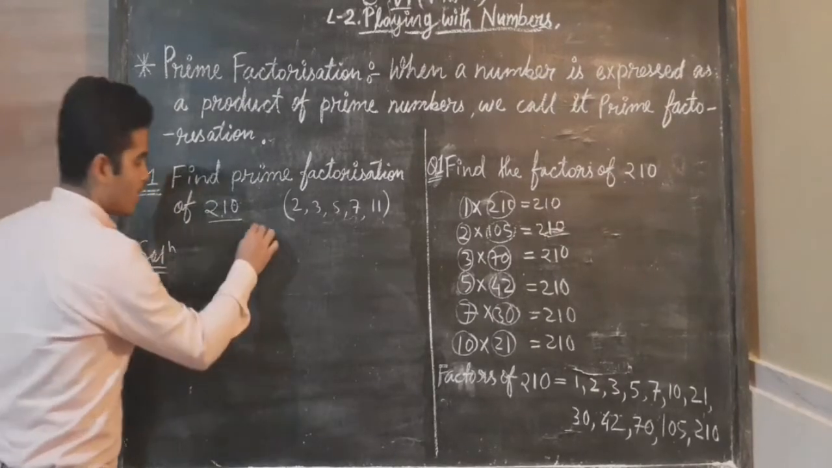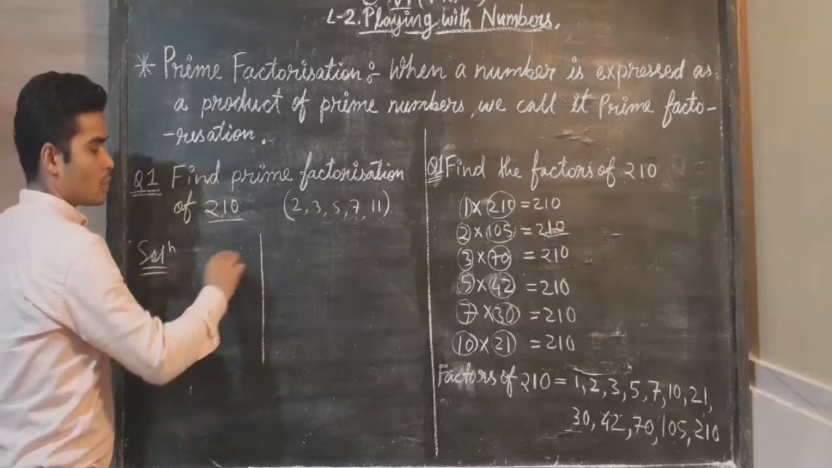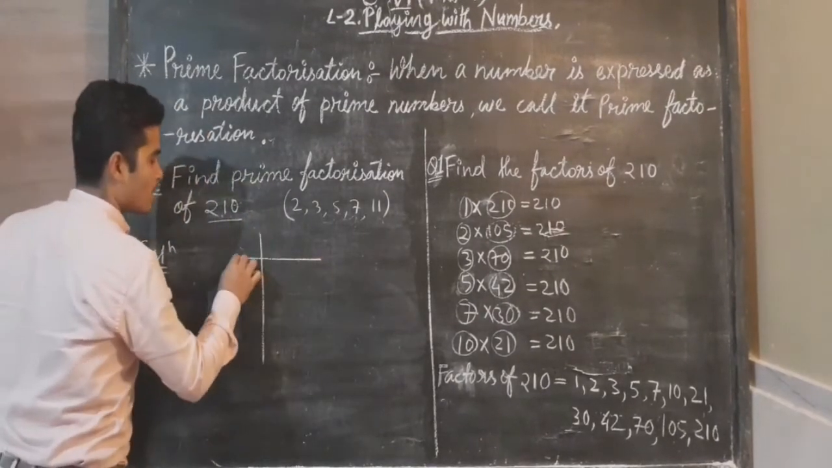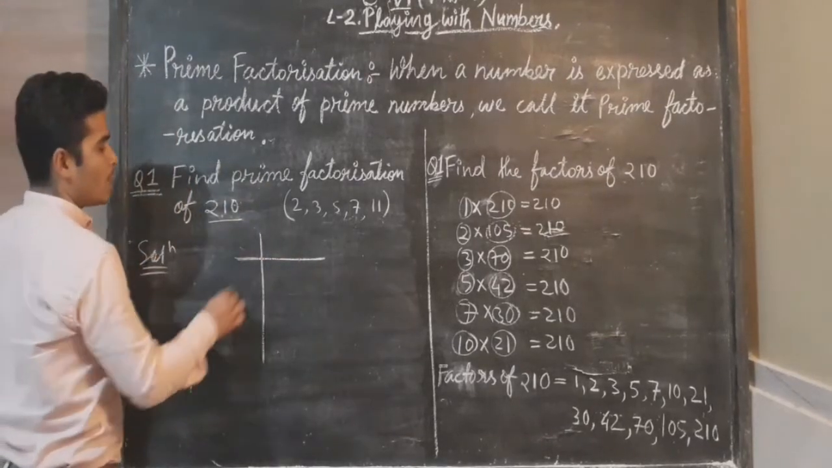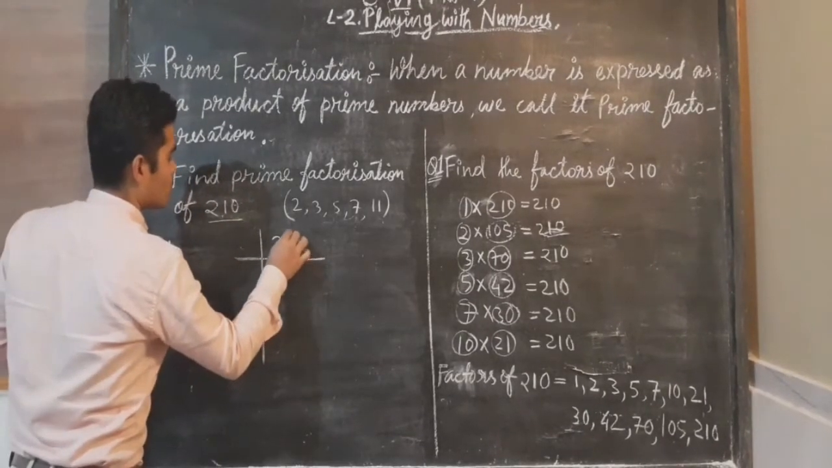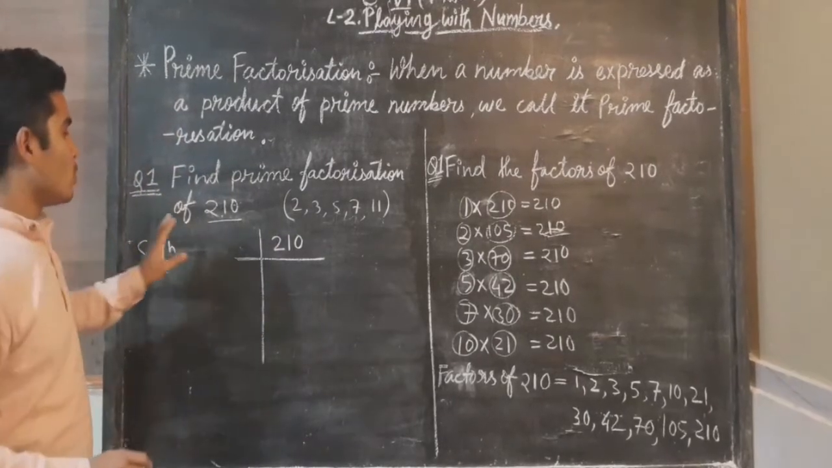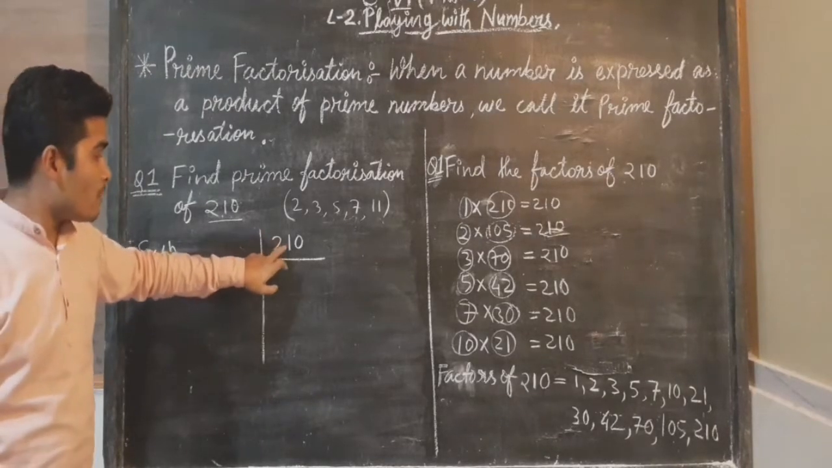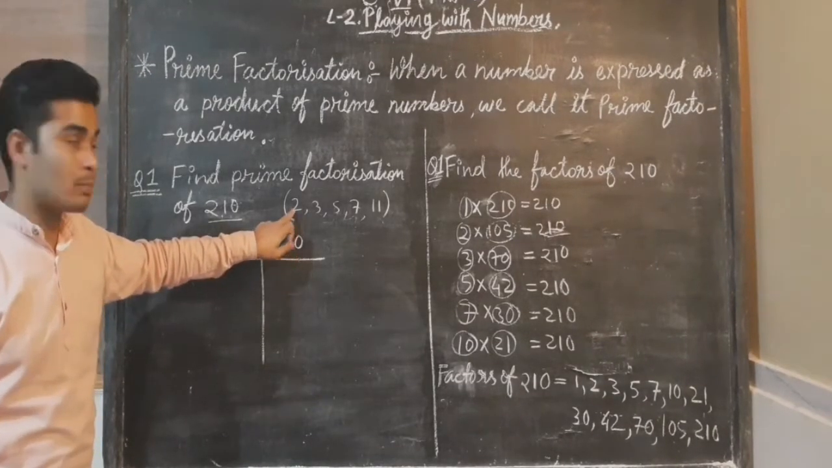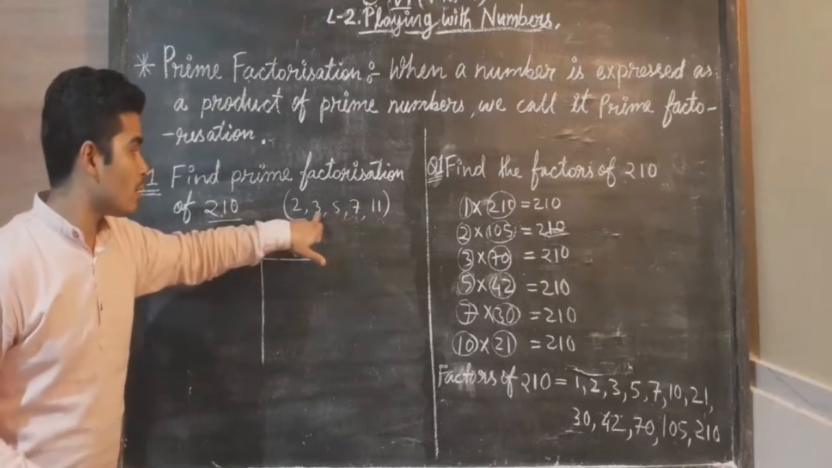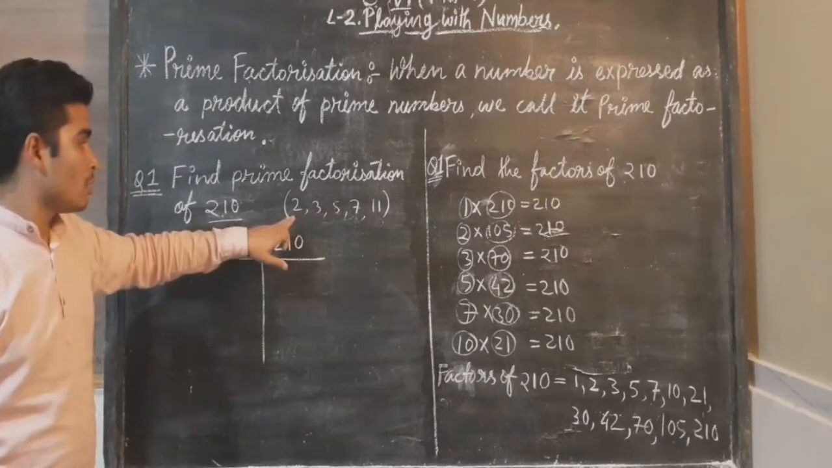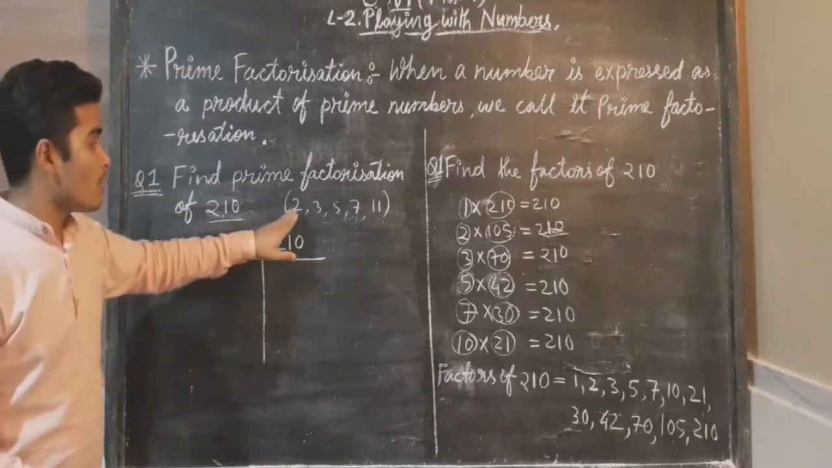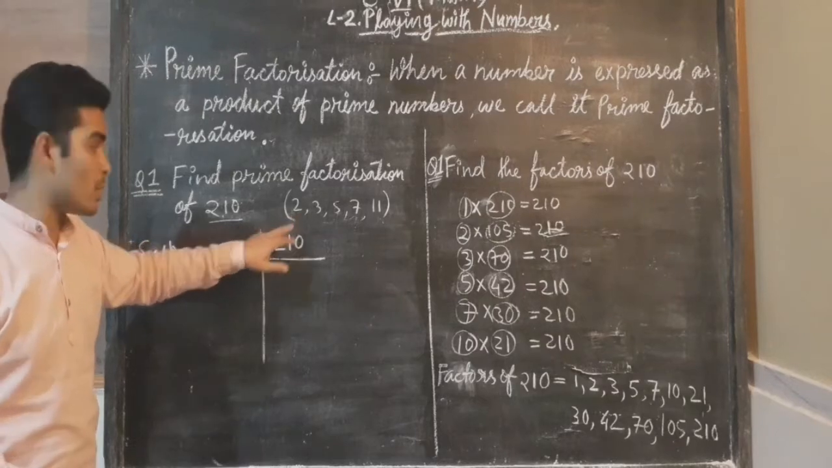Look at the board carefully. For finding prime factors, we always draw a line like this. After that, we cross this line like this and put the number in this house, 210. Now, to find the prime factors of this number, we try to divide it by the first prime number. Don't skip any prime numbers. Even if it is divisible by 3 also, we will not go for that. Always we should try to divide by the first prime number, that is 2.